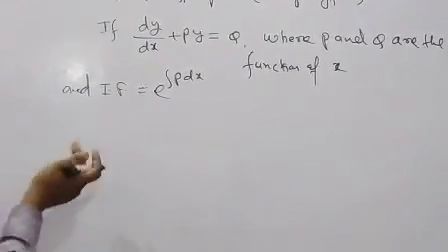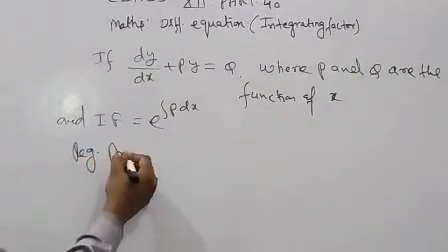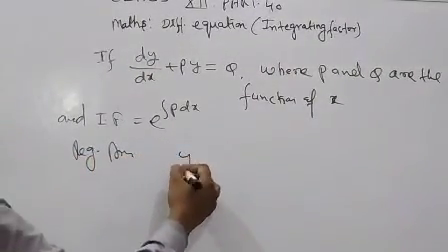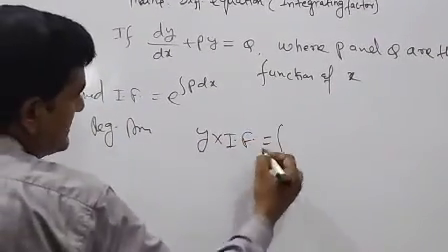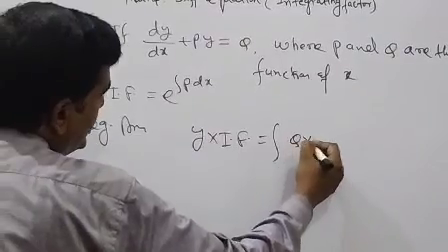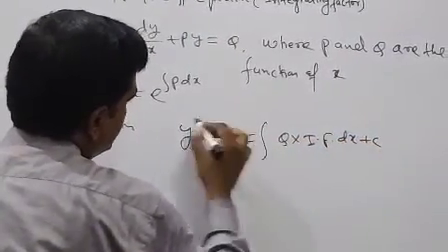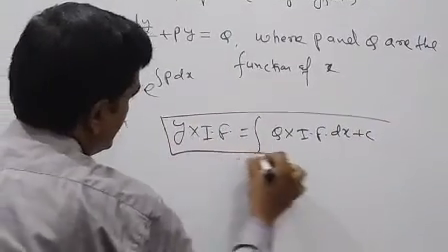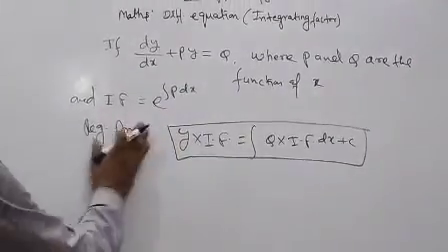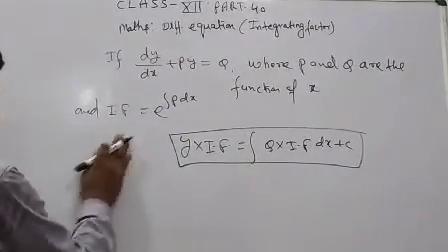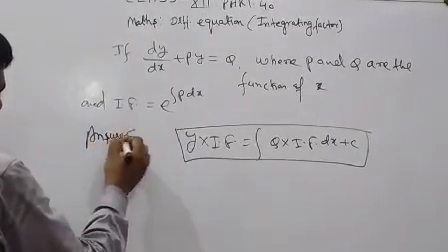And what is the required answer? The required answer is y into integrating factor is equal to integration of q into integrating factor dx plus c. Is it clear? Now this is the answer, the required answer. Clear? Now this is the required result. Understood?